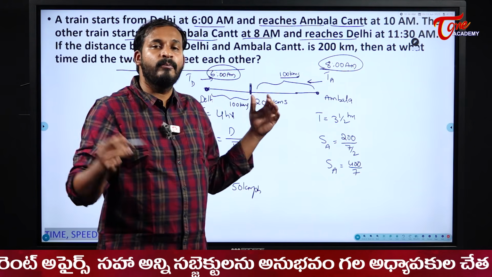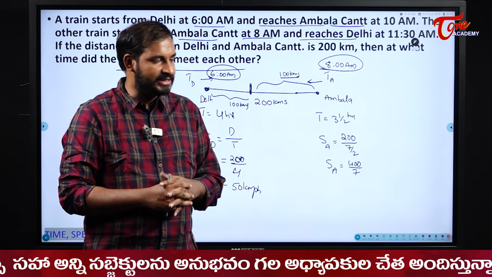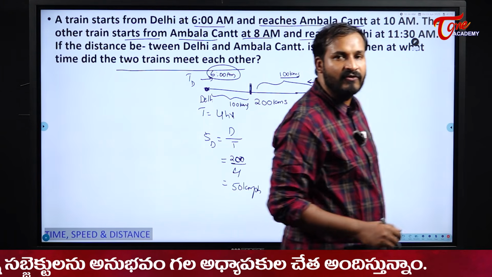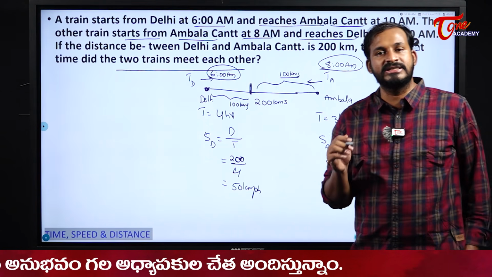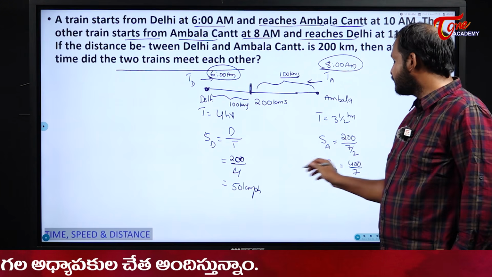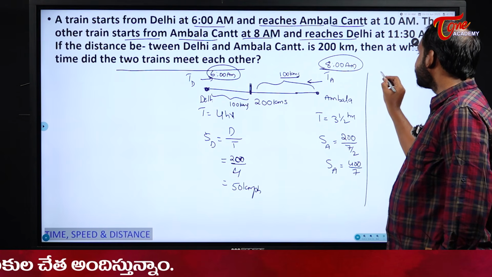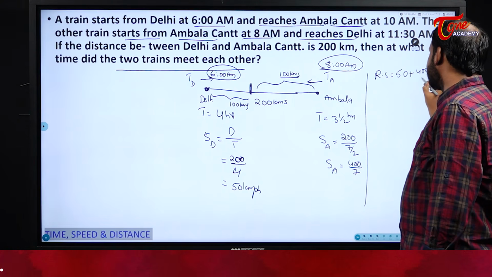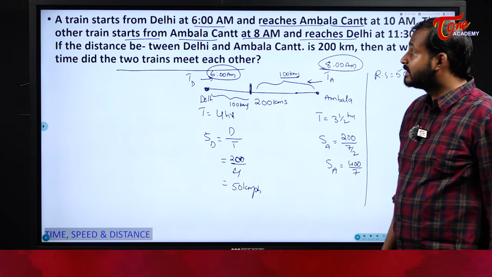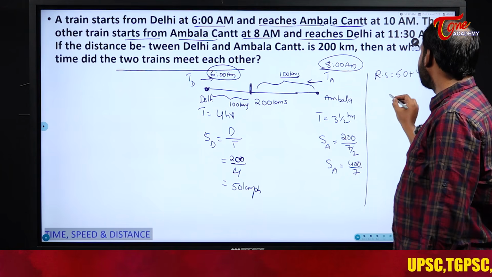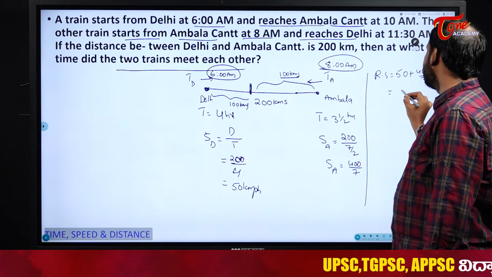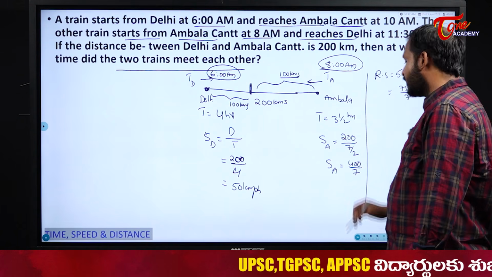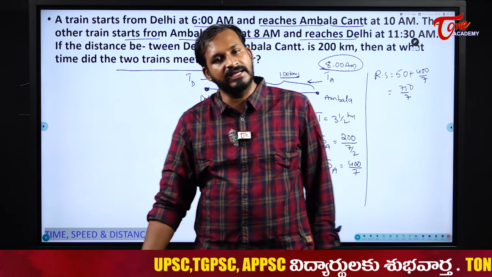And now both the trains are moving simultaneously. When we have two moving objects, what is the formula for time taken to meet? Distance by relative speed. What is the relative speed between these two? Relative speed here will become 50 plus 400 by 7. So 350 plus 400, it becomes 750 by 7. So relative speed is 750 by 7.